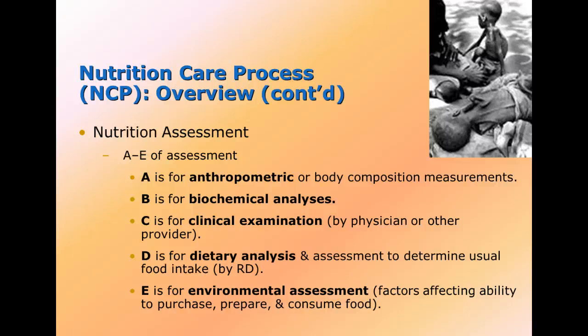A is for anthropometric or body composition measurements, taking that body fat analysis. B is for biochemical analysis. What about the blood tests? How does their cholesterol look? What about their albumin? Other things like that. C is for the clinical examination done by a physician or other healthcare provider. The D is for the dietary analysis to look at the things that the person is actually eating. And E is for an environmental assessment. Are there factors affecting the ability to purchase, prepare, or consume food? Which is where I put in that socioeconomic factor.